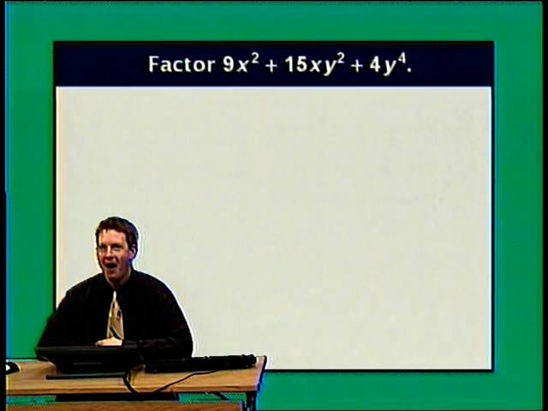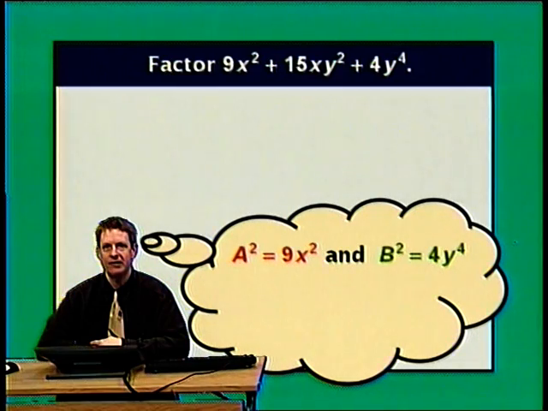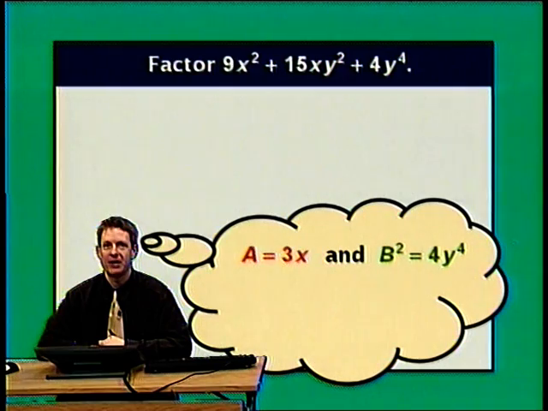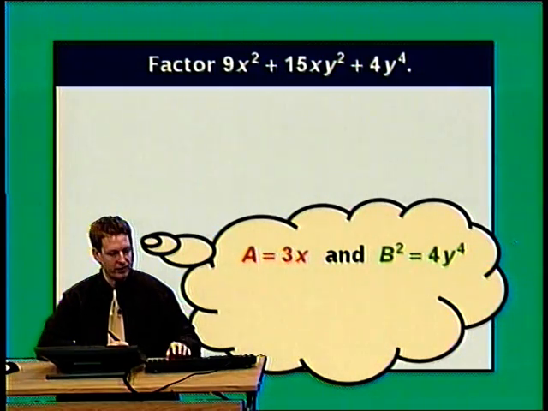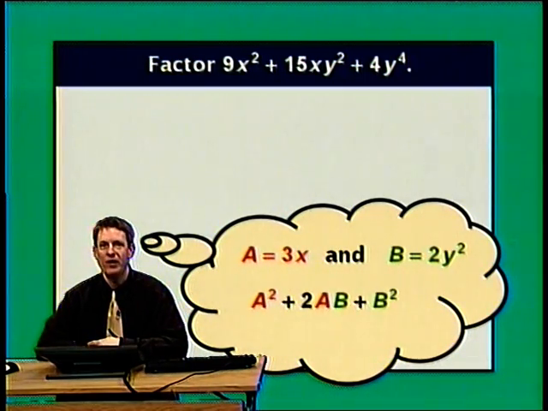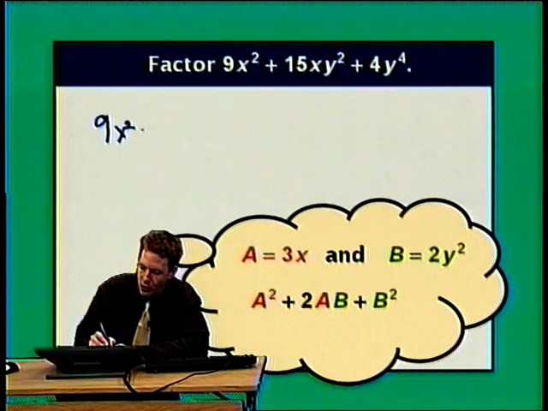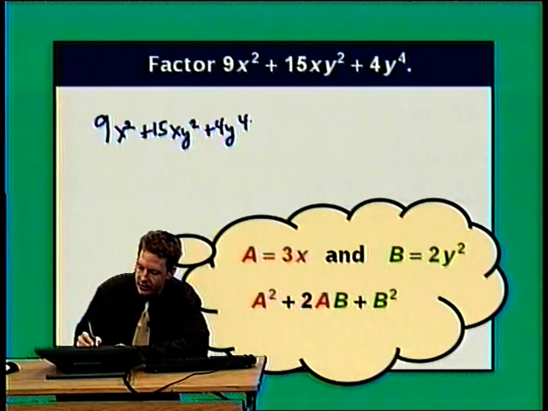Okay, let's factor 9x squared plus 15xy squared plus 4y to the 4th. I'm thinking this might be a perfect square trinomial. Is there something that I can square that gives me 9x squared? Sure, 3x. Is there something I can square that gives me 4y to the 4th? Sure, 2y squared. So let's see, using these expressions, if we do have the model a squared plus 2ab plus b squared. So my given trinomial was 9x squared plus 15xy squared plus 4y to the 4th.